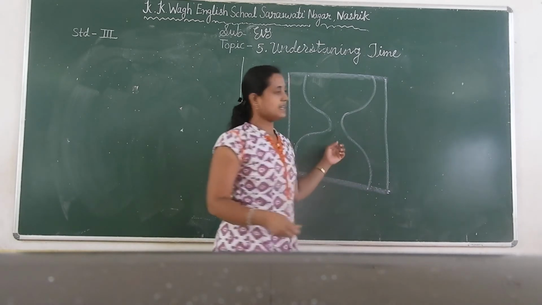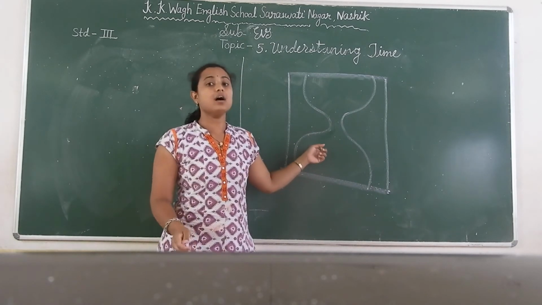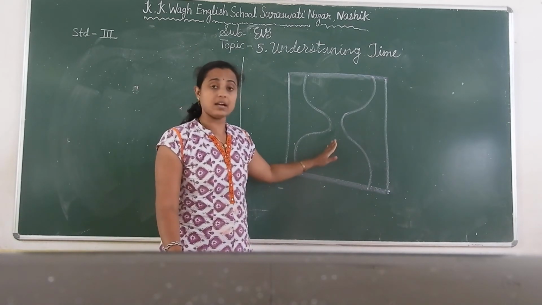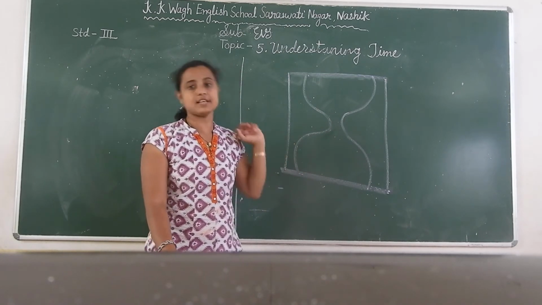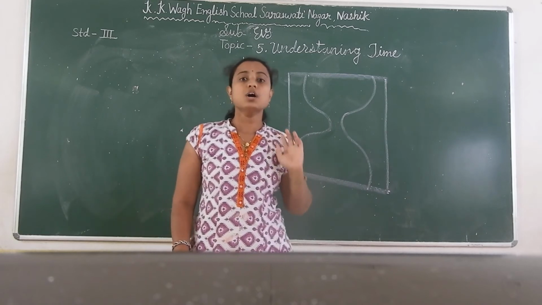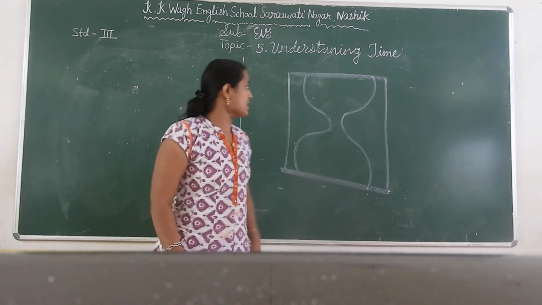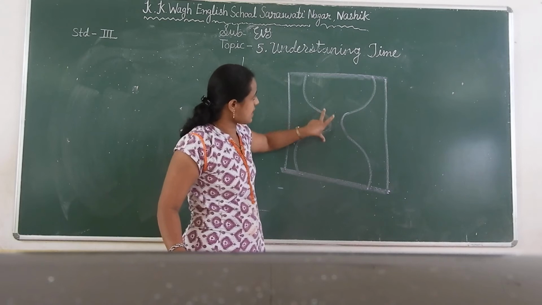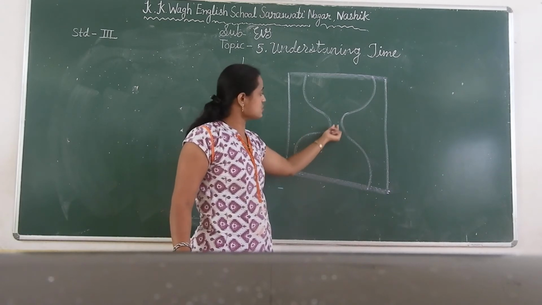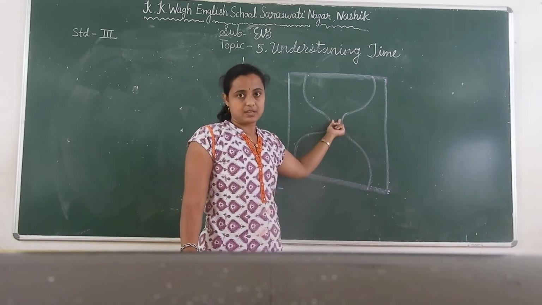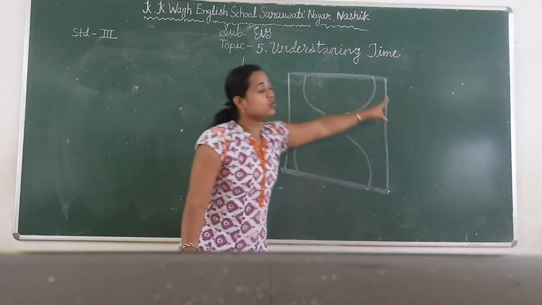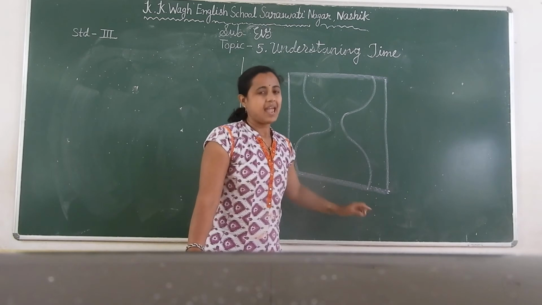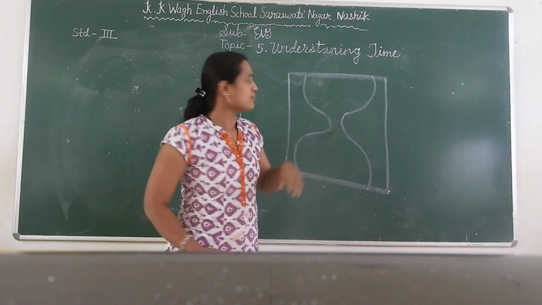See students, it is the figure of the hourglass. This type of hourglass started to be used in the 14th century, first in Europe. Here you can see two glass vessels connected with each other by this short hole, fixed in a wooden frame, and very dry sand is poured into it.